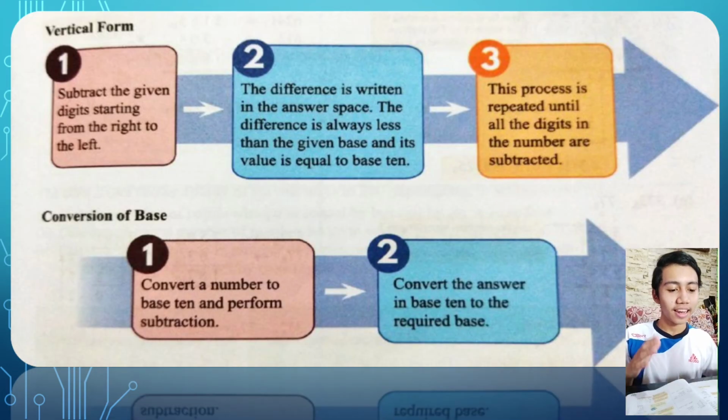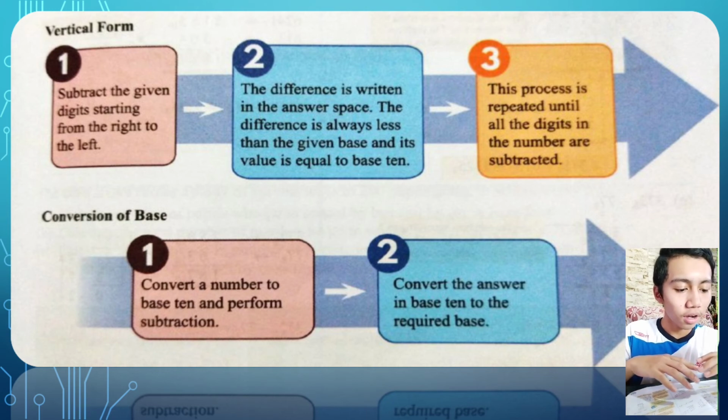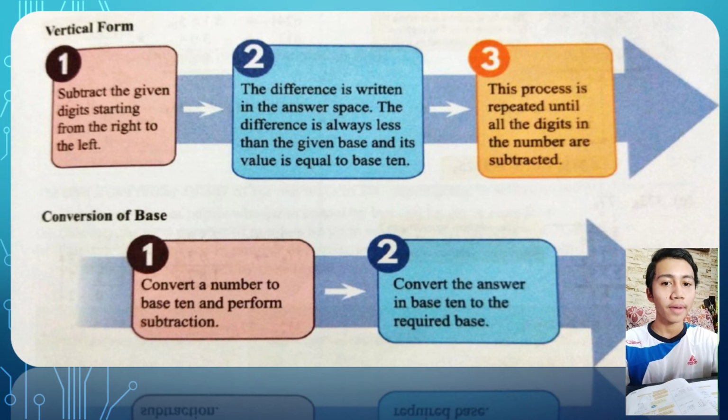So we are at the last part, which is subtraction of numbers in various bases. In vertical form, we must subtract the given digits starting from the right to the left. Next step, the difference is written in the answer space. The difference is always less than the given base and its value is equal to base 10. And the last step is that this process is repeated until all the digits in the number are subtracted.